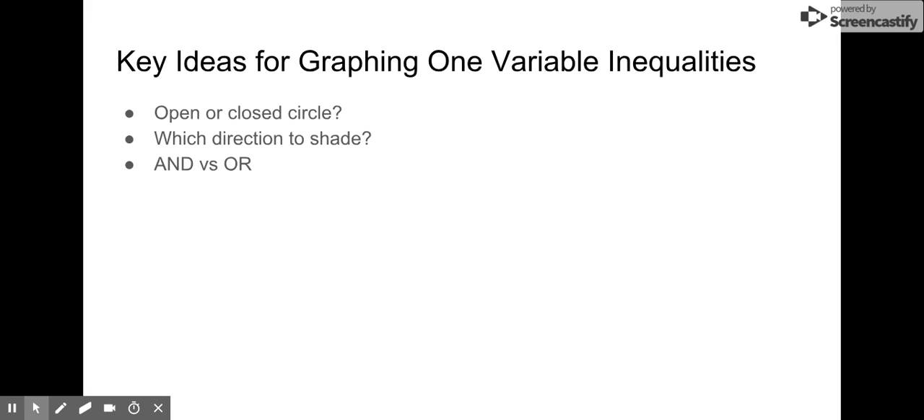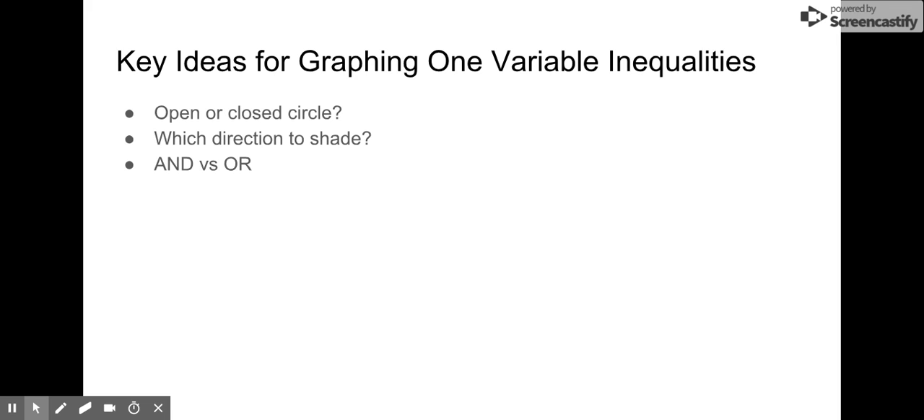Some key ideas for graphing these inequalities is to know if you need an open or a closed circle, which direction you should shade, and since we're talking about compound inequalities, you're either going to have an and situation or an or situation.